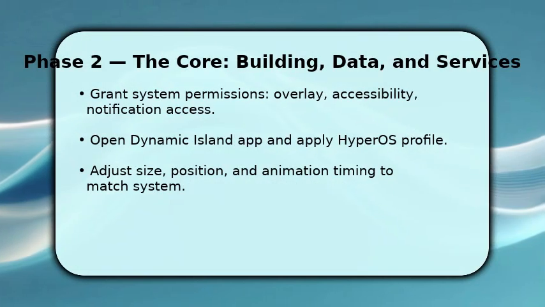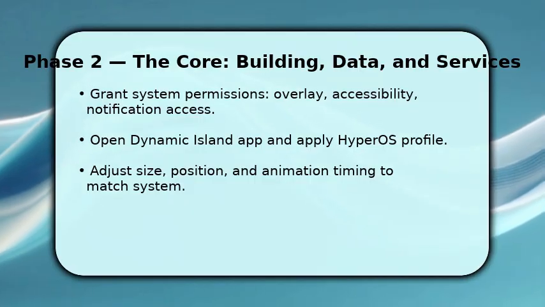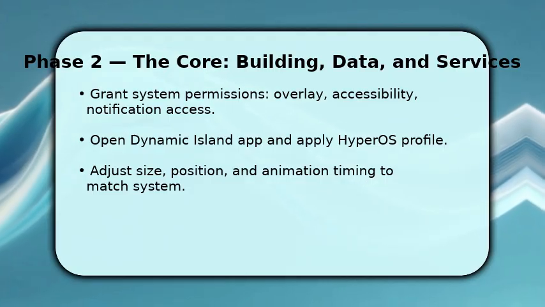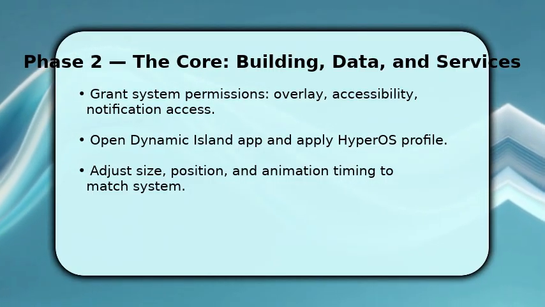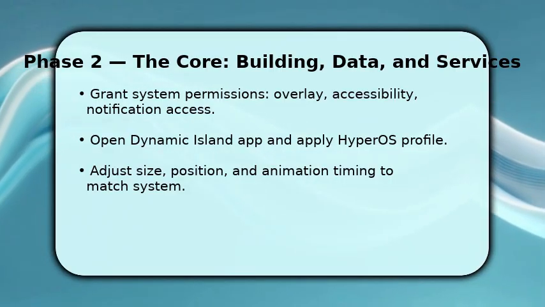Now open the Dynamic Island app and grant overlay, accessibility, and notification access. These are essential for it to display and respond to events. Once permissions are granted, select the Hyperos profile inside the app so widgets and cutout behavior match your device.